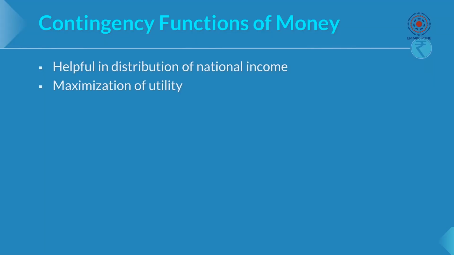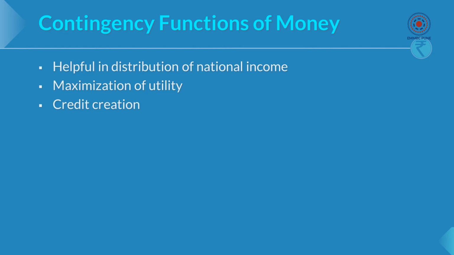Maximization of utility is one more contingency function of money. As we already know, want satisfying power of any commodity can be referred as its utility. Money helps consumers and producers to maximize their utility. Consumers try to derive maximum satisfaction from the commodity by balancing its marginal utility and price. Similarly, a producer also tries to maximize his satisfaction or profit by balancing the marginal productivity of the factor with price of that factor. Here, we have to take into consideration that prices are expressed in terms of money.